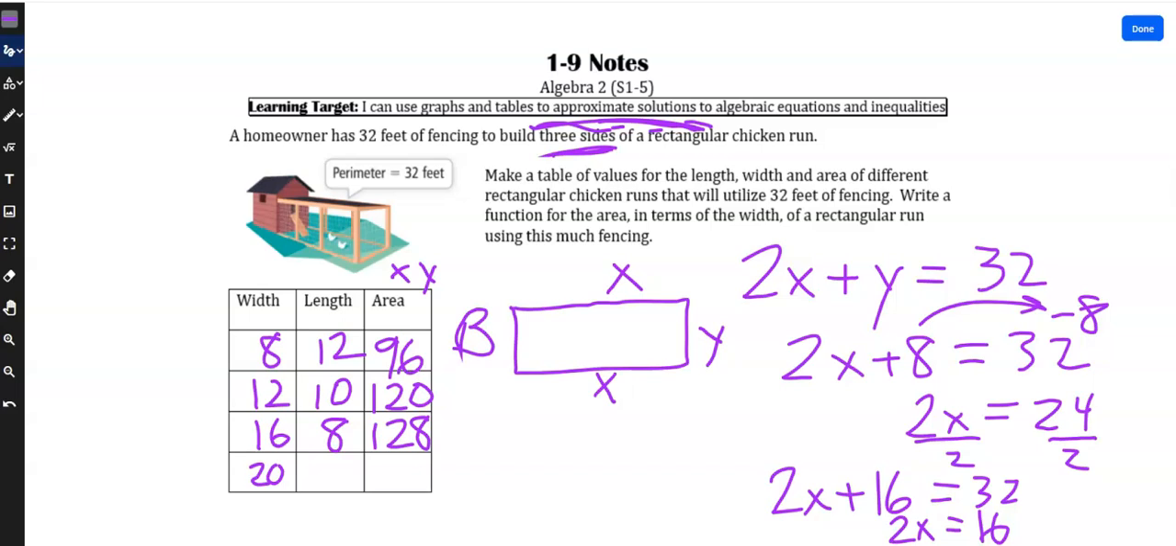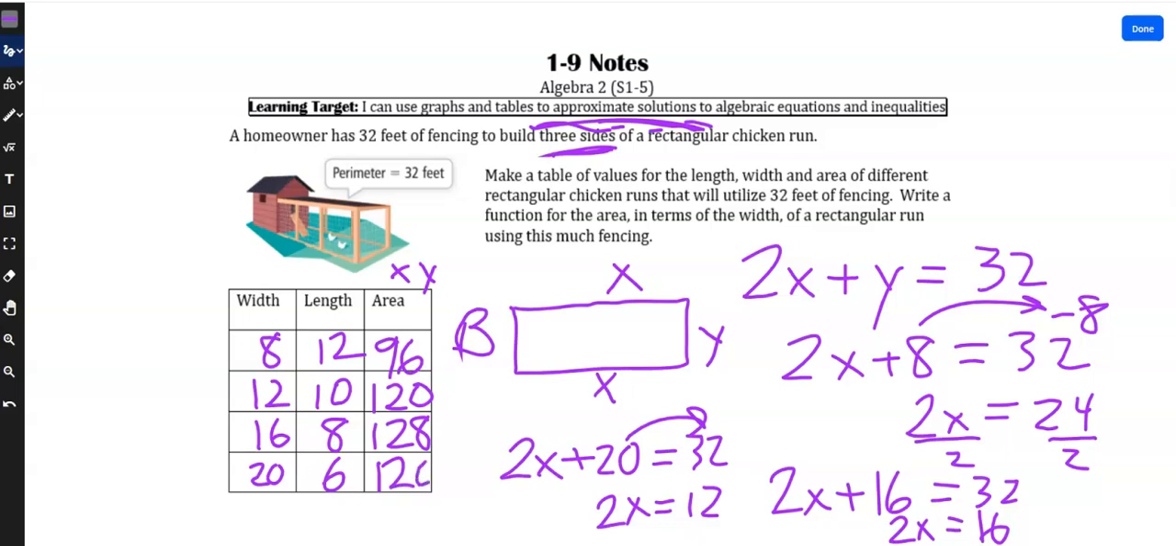And then lastly, if I made it 2x plus 20 equals 32, subtract that to the other side, that's 2x equals 12. And so we're back to 20 times 6, that's 120. So it would actually be getting smaller now. So you can see that as I was increasing the width, for a little while it was going up, and then all of a sudden it started to drop. So there is some sort of maximum area we could be trying to find, and that's kind of the goal for this.